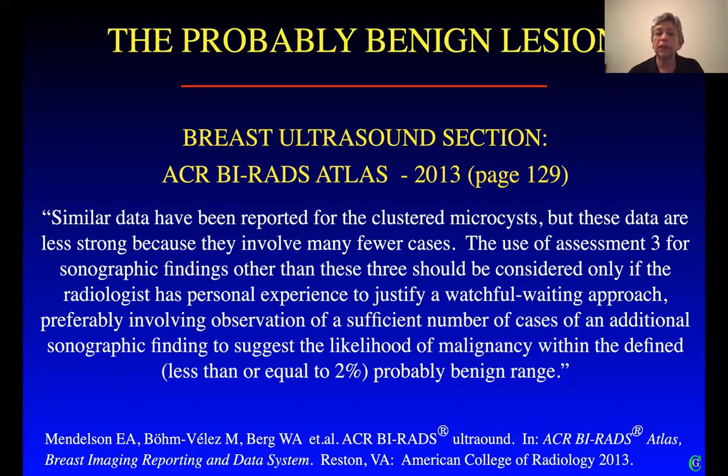The breast ultrasound section goes on to say that similar data have been reported for the clustered microcyst, but these data are less strong because they involve many fewer cases. The use of assessment 3 for sonographic findings other than these three, the solid mass with circumscribed margins horizontally oriented, the complicated cysts, and the microcyst, should be considered only if the radiologist has personal experience to justify a watchful waiting approach, preferably involving observation of a sufficient number of cases of an additional ultrasound finding to suggest the likelihood of malignancy within the defined less than 2% probably benign range.